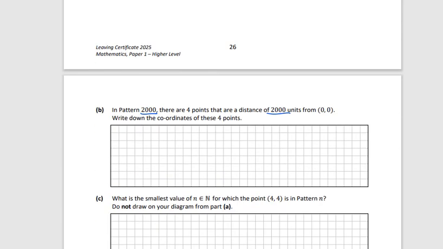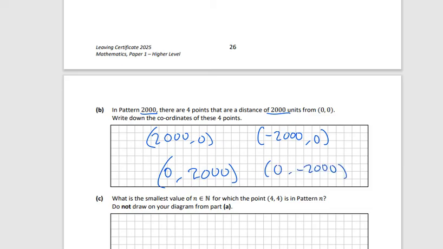So in pattern 2000, if we start at the origin and go 2000 across the x-axis, that will give me the point 2000, 0. If I was to go to the left 2000, it would give me minus 2000, 0. If I was to go up 2000, it gives me 0, 2000. If I was to go down 2000, it's 0, minus 2000. That's it.